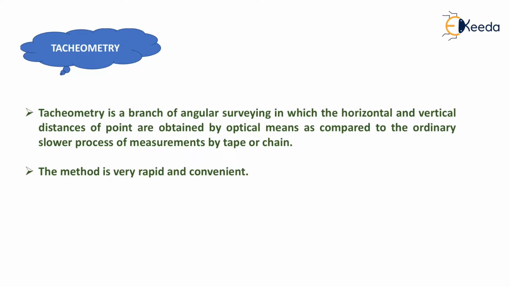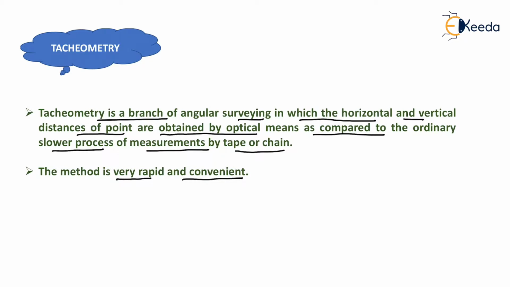Now what do you mean by tachymetry? Tachymetry is a branch of angular surveying in which the horizontal and vertical distances of points are obtained by optical means, as compared to the ordinary slower process of measurement by tape or chain. In this method, a theodolite fitted with an analytic lens is used for the computation of horizontal as well as vertical distances. The method is very rapid and convenient.